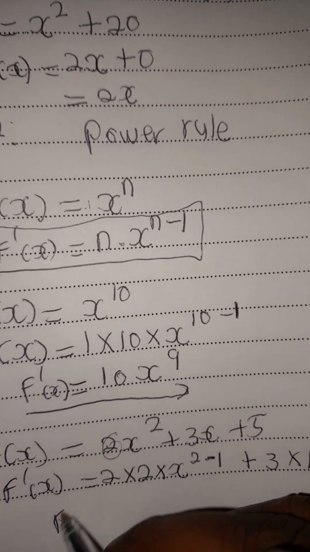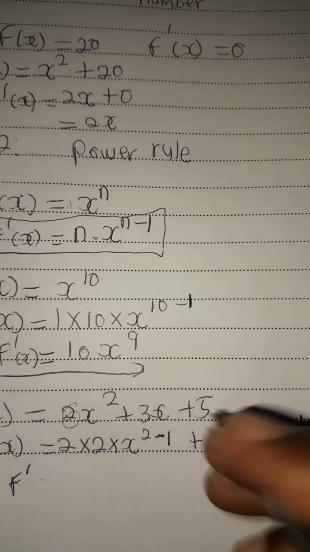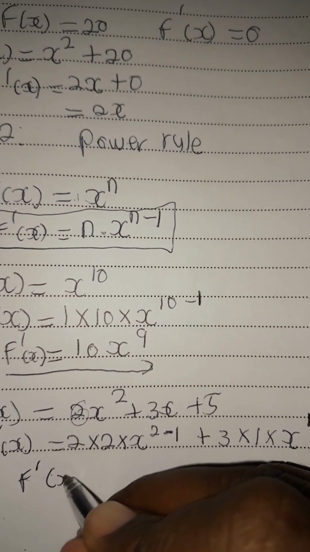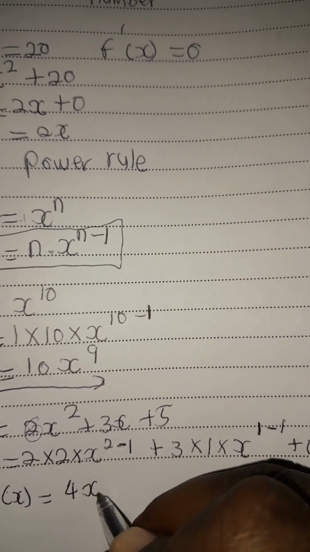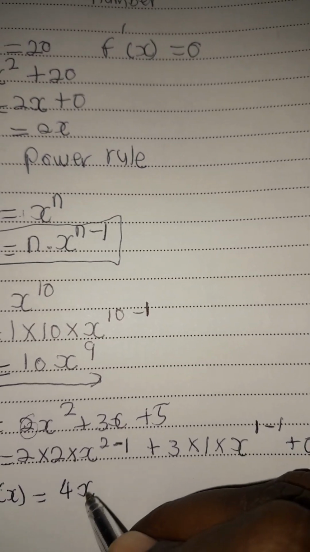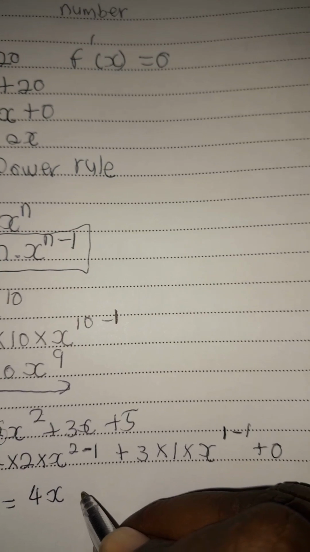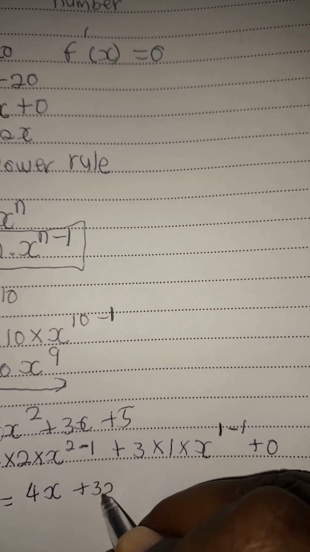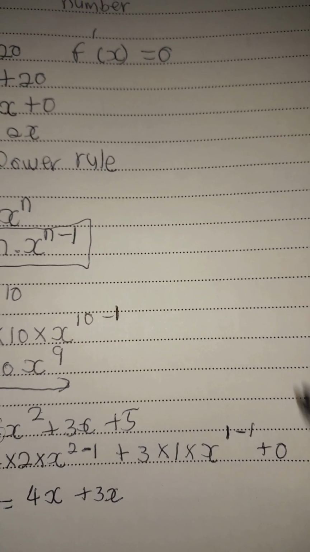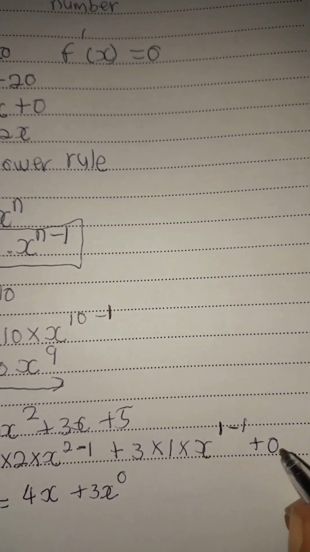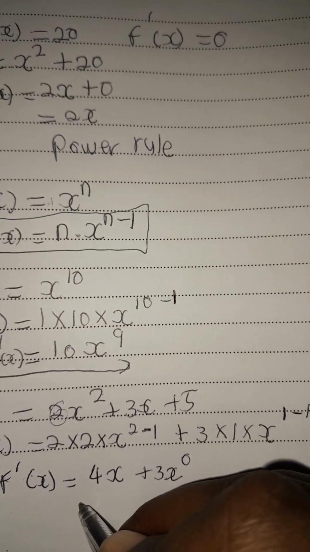So when we are here, guys, remember the derivative f'(x). What is 2 times 2? That will be 4. 2 minus 1, that will be 1. So we can leave it as 4x. 3 times 1, that will be 3, x to the power of 1 minus 1, which is 0. So there's no need for us to put the 0 there. So what are we left with here?